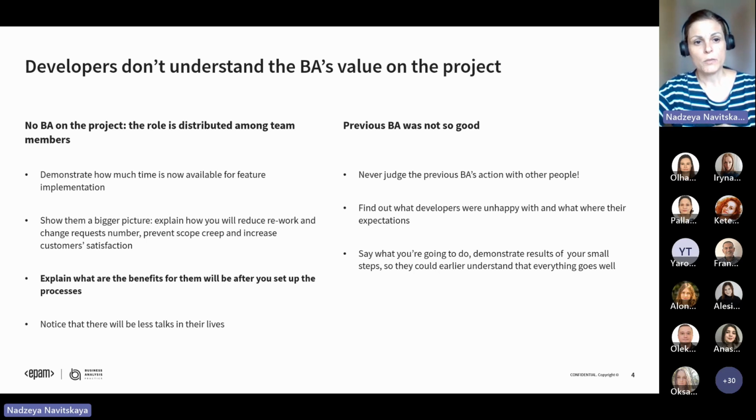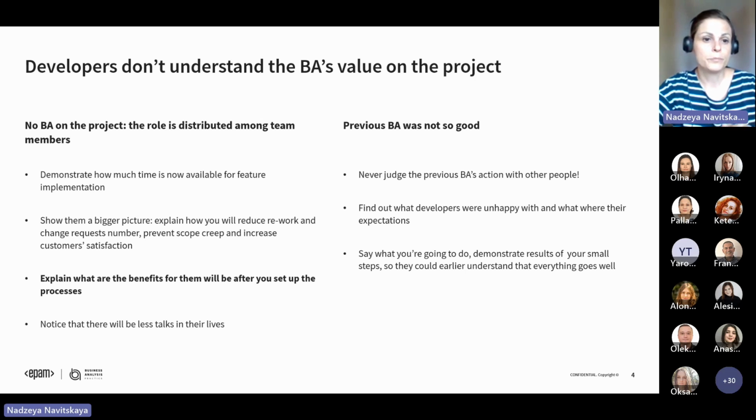Let's start with the case when there was no business analyst on the project. Of course, we are not saying that you're not doing your job well. Of course you do, but developers just don't know how to communicate with you. They don't call you, they don't text you, they don't invite you to meetings because they didn't get used to it. So what could you do in such situations, and what did I do?